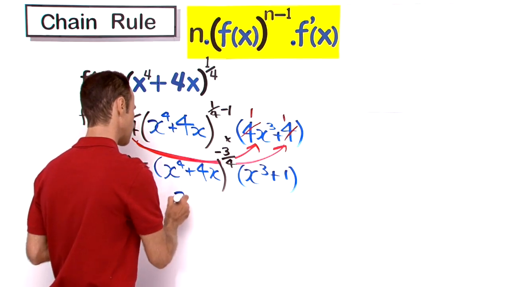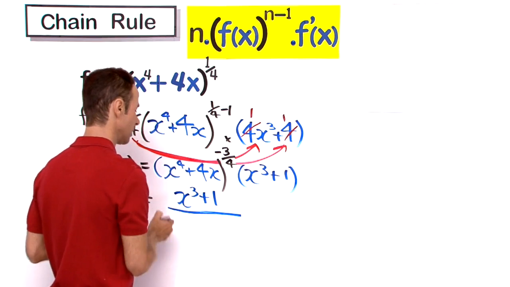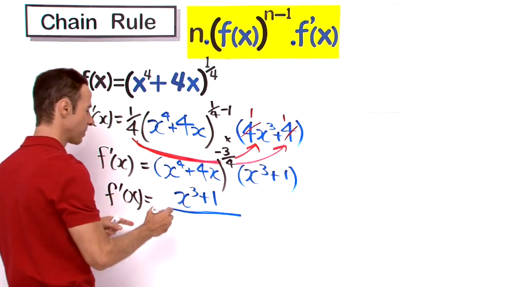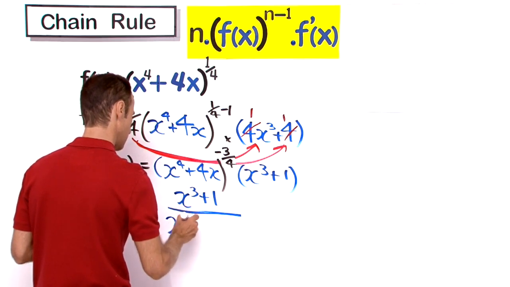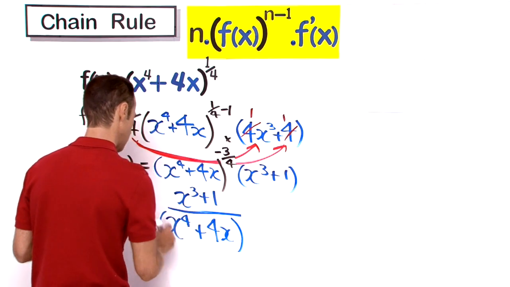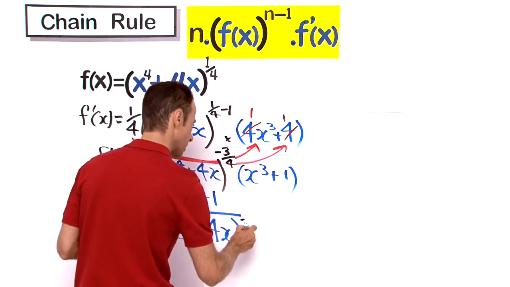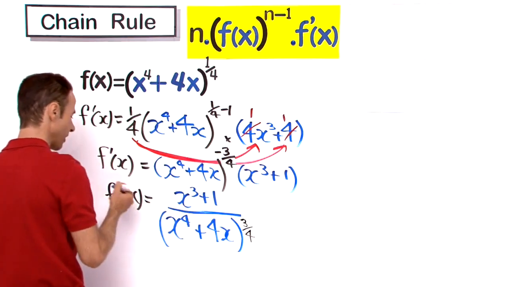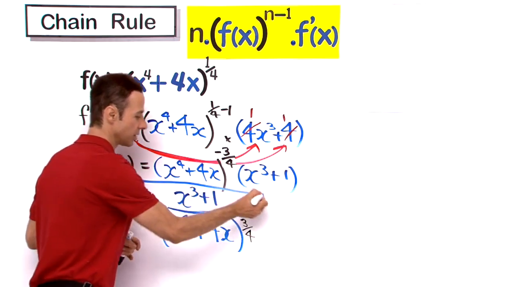So that's going to be x cubed plus 1, all over the denominator, which is x to the 4th plus 4x, and all of that is to the power of 3/4. Okay, there's our answer. That's the differential of the question we just did.